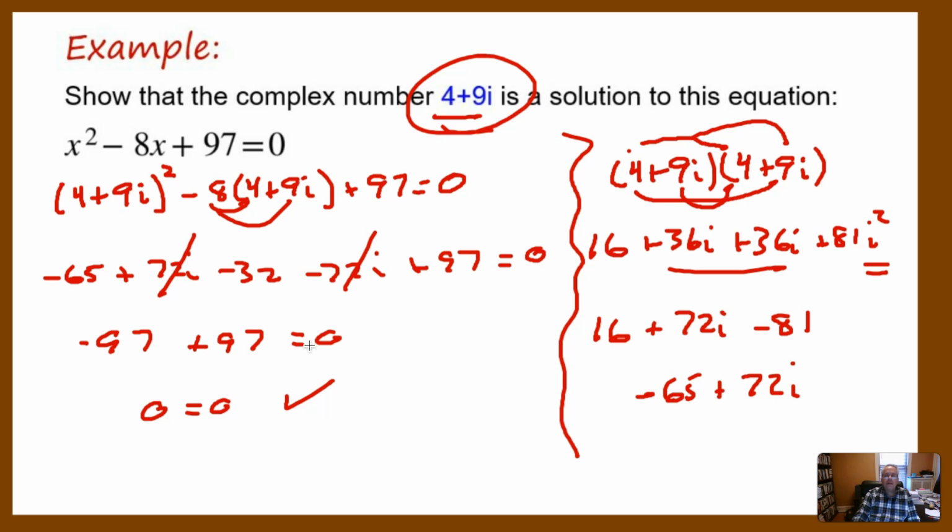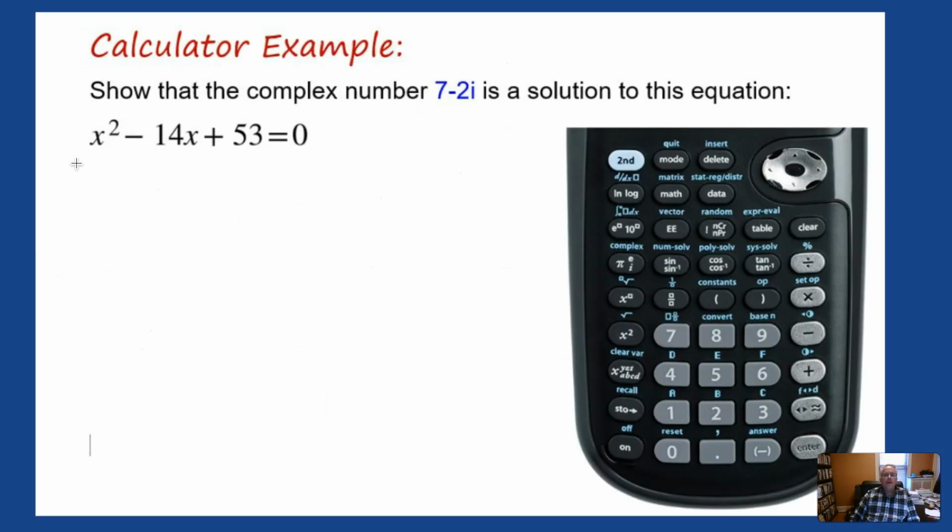All right, so that's a lot, but we're just doing some arithmetic with complex numbers like we've already learned how to do, and showing that when we substitute in the equation, it makes it true. Now, after we do that a couple times, we're going to use our calculator to check these things. Our calculator has an i button. It's located right here on the calculator.